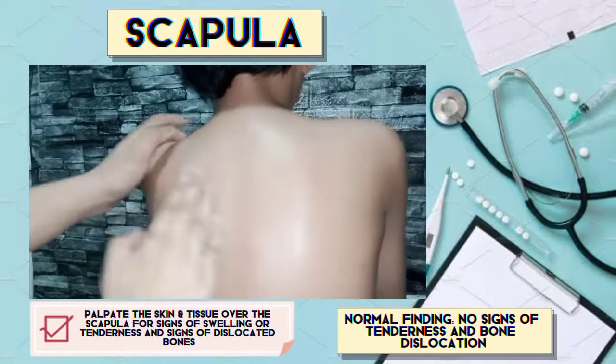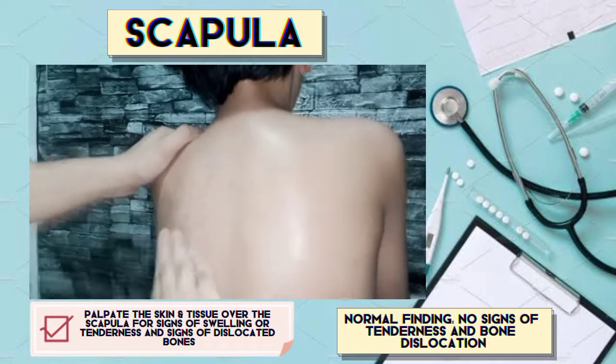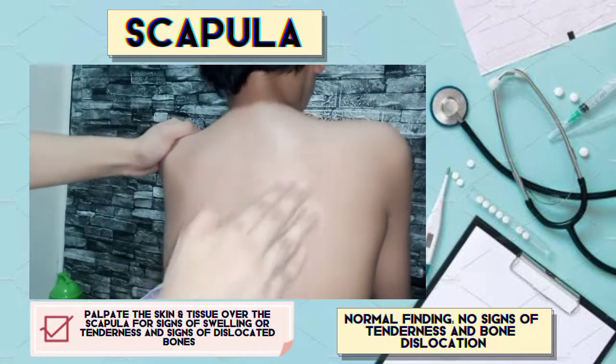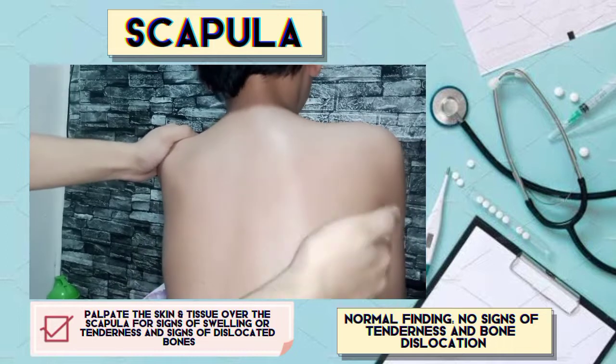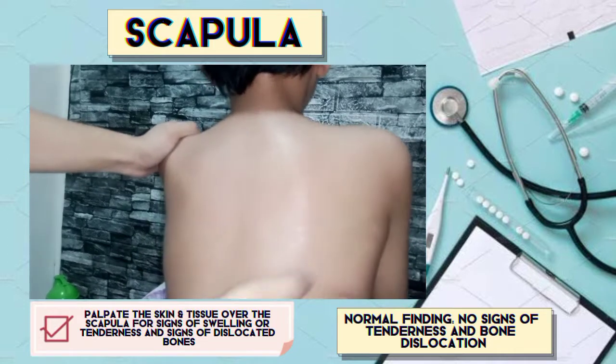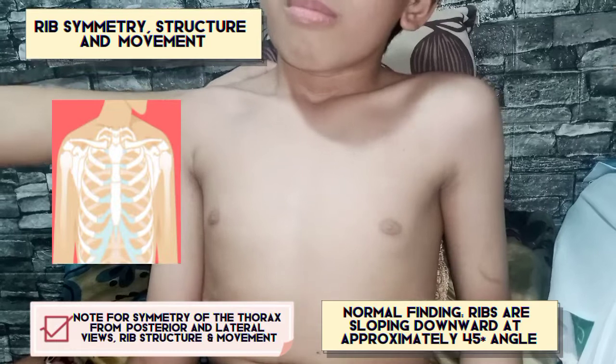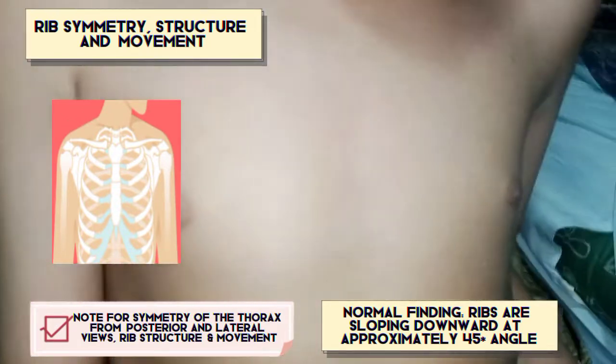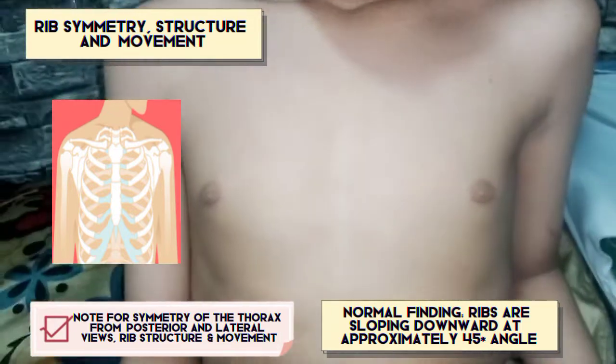Next, observe for symmetry and position. Palpate the skin and tissue over the scapula for signs of swelling or tenderness and signs of dislocated bones. Next, note for symmetry of the thorax from posterior and lateral views, rib structure and movement.